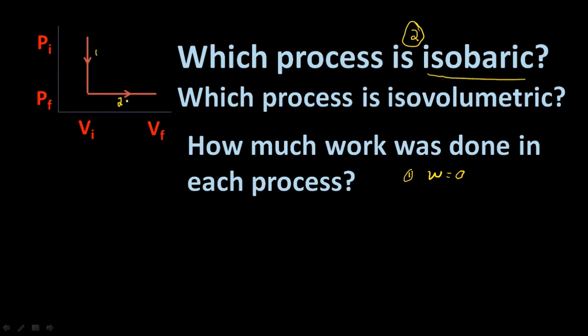Process 2, the volume did change. And so for process 2, we just use our formula. Since the pressure is not changing, the work in process 2 is negative P delta V, but delta, remember, is final minus initial, so that's V final minus V initial. Now I want you to notice something. Final volume here is bigger than the initial volume, so this is positive, which means the work done is negative.